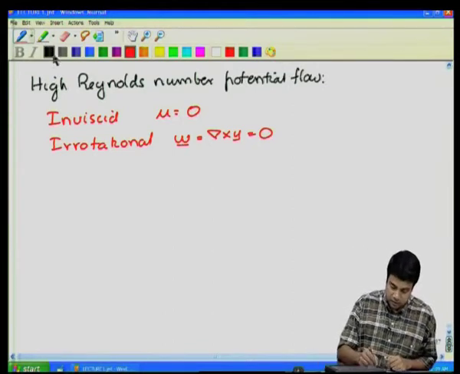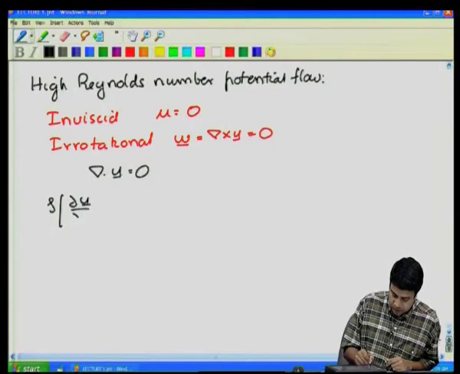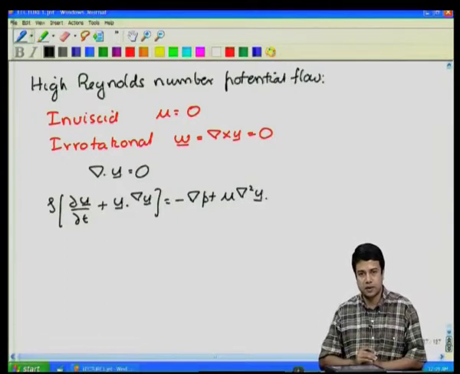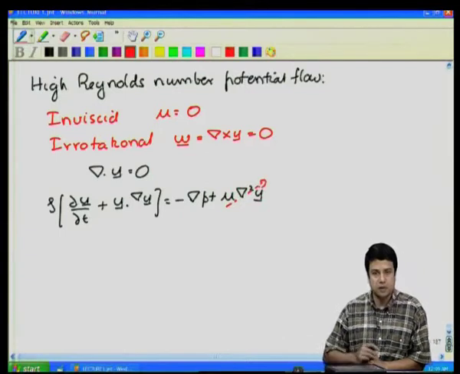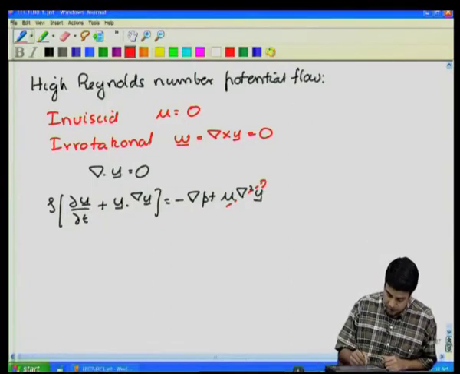So, the original Navier-Stokes equations were del dot u is equal to 0 and rho times partial u by partial t plus u dot grad u is equal to minus grad p plus mu del square u. In potential flow, this viscous term is being set equal to 0, and we could use the irrotationality condition to simplify this term here.